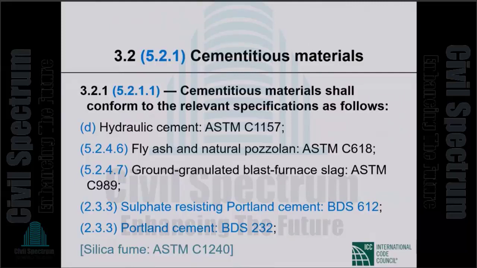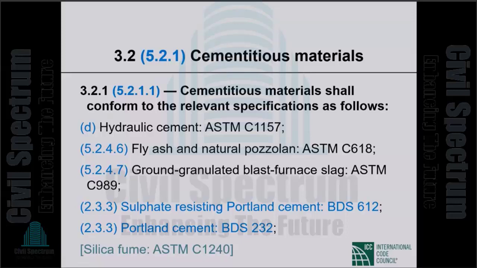And then among the supplemental cementitious materials, fly ash and natural pozzolans, ground granulated blast furnace slag. The ASTM standard for fly ash is C618. The ASTM standard for ground granulated blast furnace slag is C989. And then in Part 2, Chapter 6, we also have listed sulfate resisting Portland cement BDS 612 and Portland cement BDS 232, which are apparently not used.